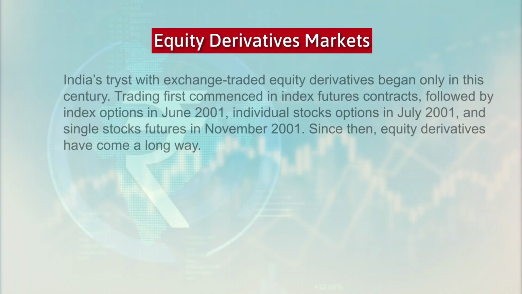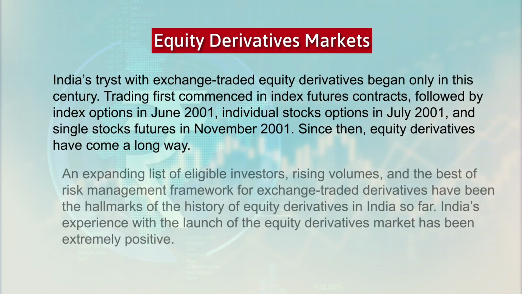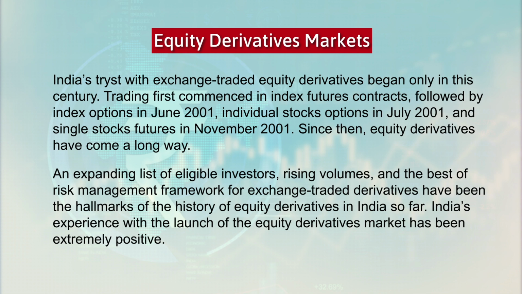Next, we focus on the equity derivative markets. India's tryst with exchange-traded equity derivatives began only in this century. Trading first commenced in index futures contracts, followed by index options in June 2001, individual stock options in July 2001, and single stock futures in November 2001. Since then, equity derivatives have really come a long way. An expanding list of eligible investors, rising volumes, and the best of risk management framework for exchange-traded derivatives have been the hallmarks of the history of equity derivatives in India so far.